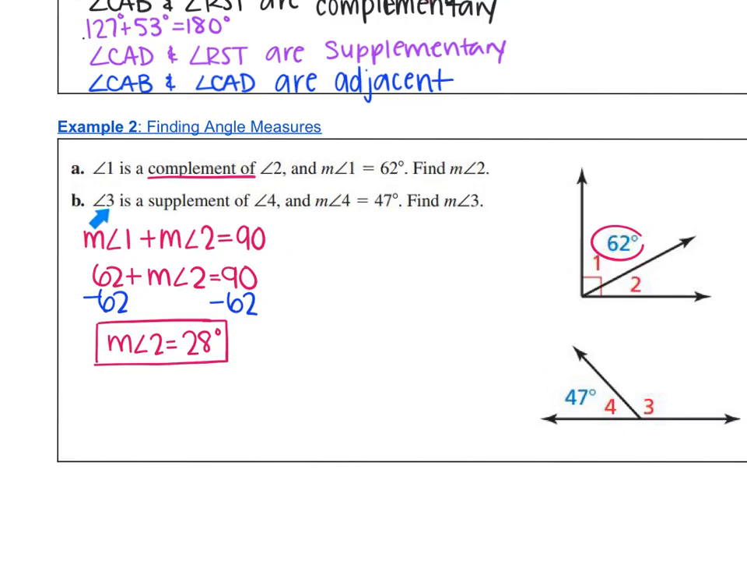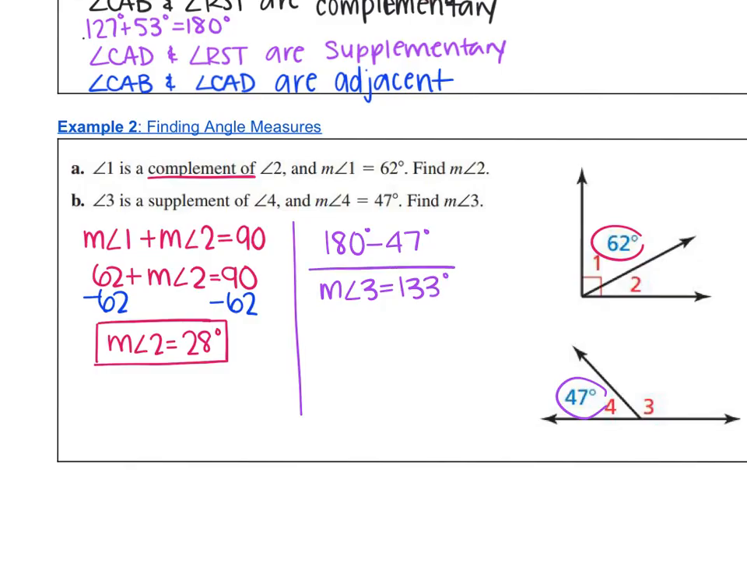Similarly, part B says angle 3 is a supplement of angle 4, so that means they're supplementary angles. They should add up to 180. We know that angle 4 is 47 degrees. If I want to find angle 3, kind of like what I just did, I'm going to subtract what I have, which is 47, from 180. So 180 minus 47 degrees means the missing angle measure, the measure of angle 3, is 133 degrees.